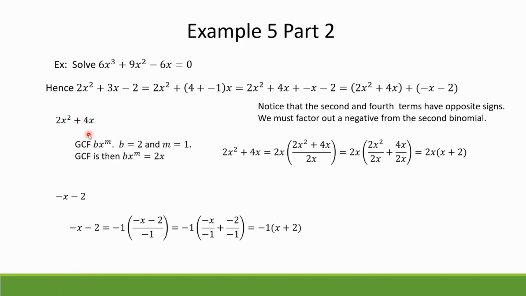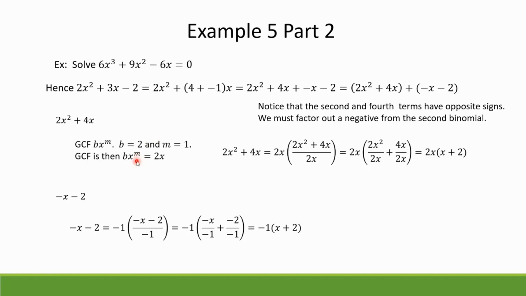So we have the smallest power of x is 1, right? So m is 1. 2 is a factor of 4. So 2 is the greatest common term b. Not only that, okay? B times x to the m.